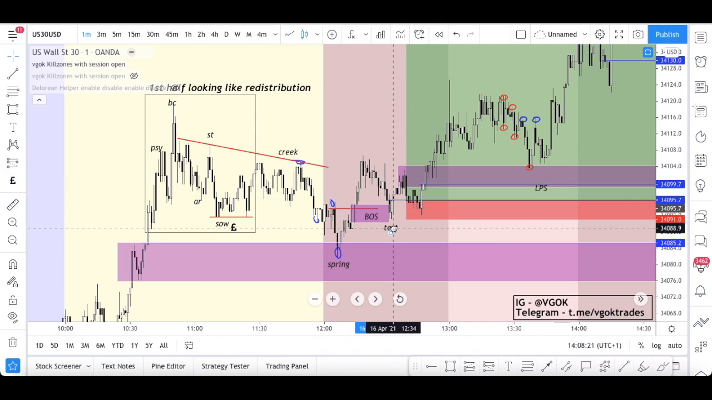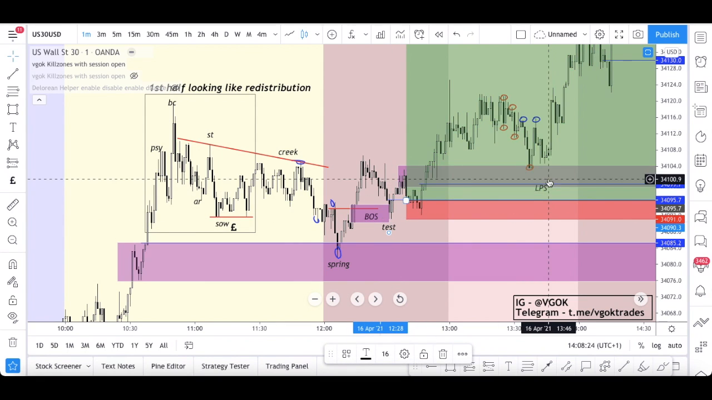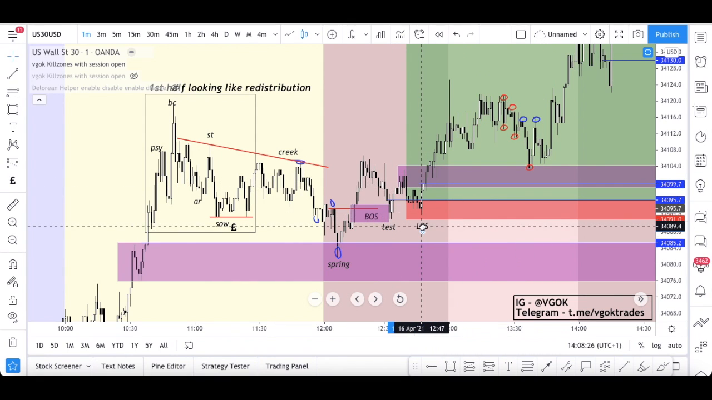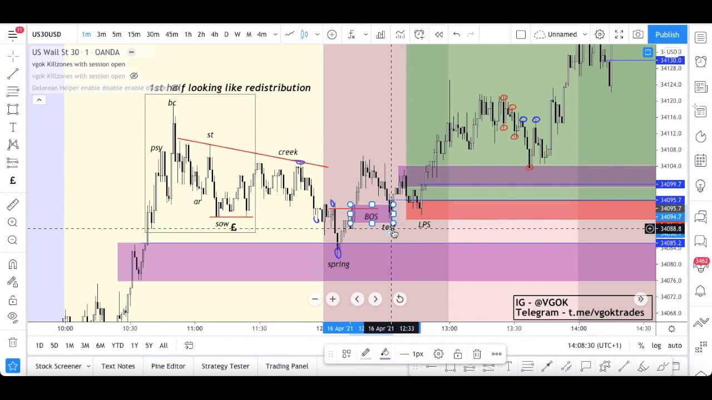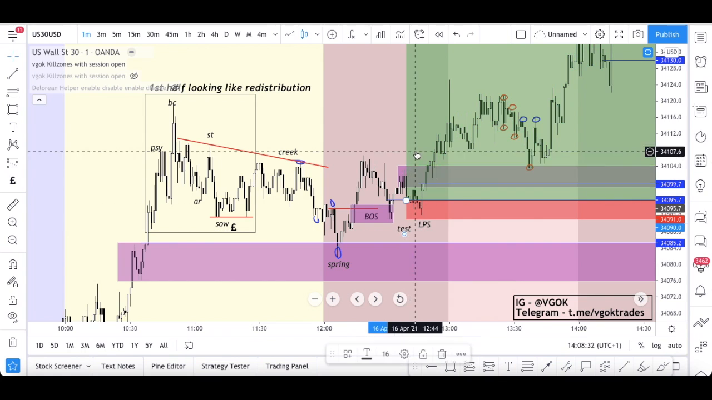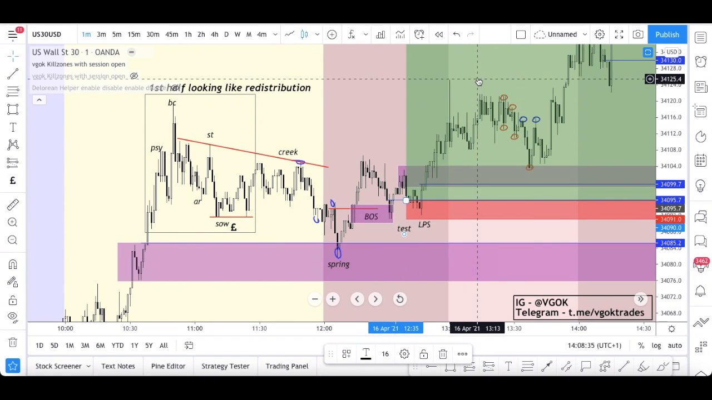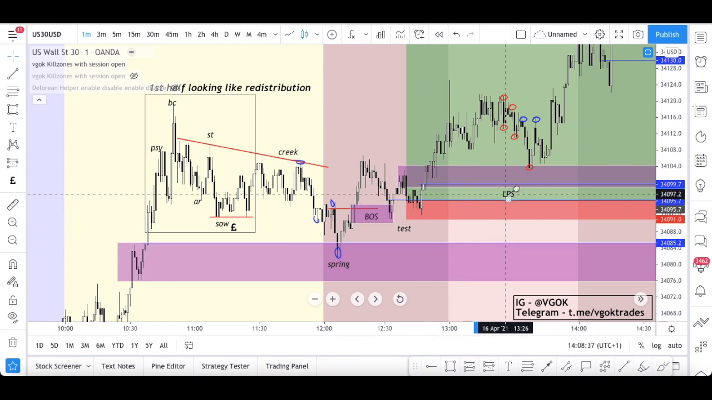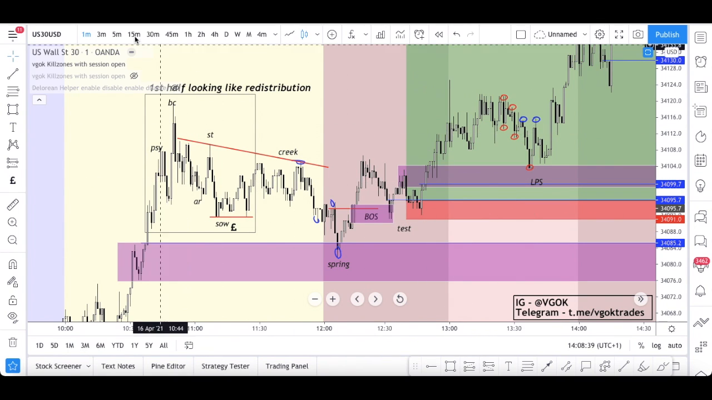So, some people consider this point here as the test, and then this point here as the last point of support entry. Or, some people could consider this whole decline here, and then it moves off. So that could be the test, and then the LPS entry coming in again off the 5-minute time frame.